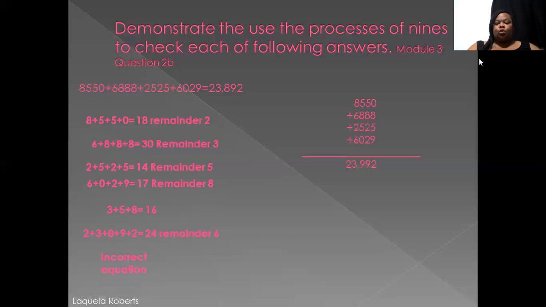So to find the right equation, you're going to add 8,550, 6,888, 2,525, 6,029, and that's going to give us a total of 23,992.